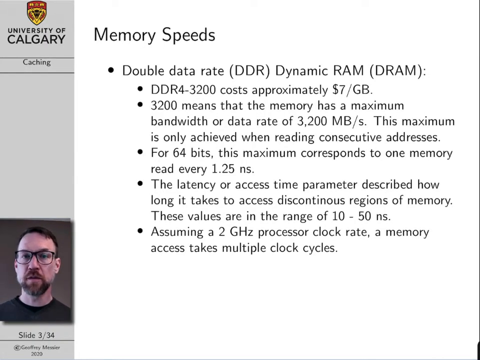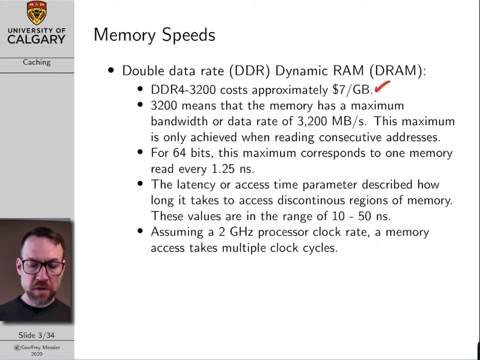So let's take a look at some memory examples. Let's start off with what most people think of when we say the memory of a computer, and that's double data rate DDR dynamic RAM, or DRAM. For those of you who have built computers before, this is the RAM that you buy to plug into your motherboard. At time of recording, DDR4 3200 memory costs approximately $7 per gigabyte.